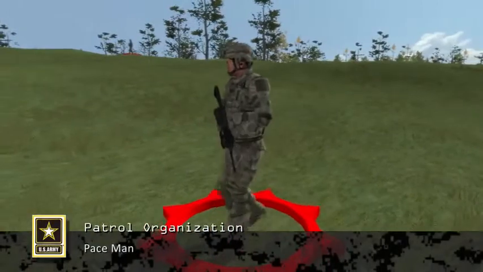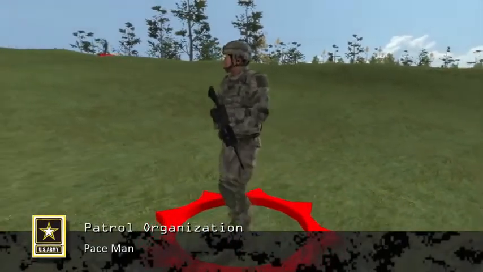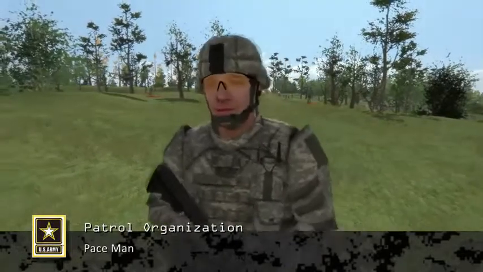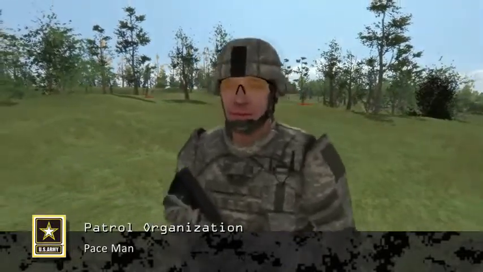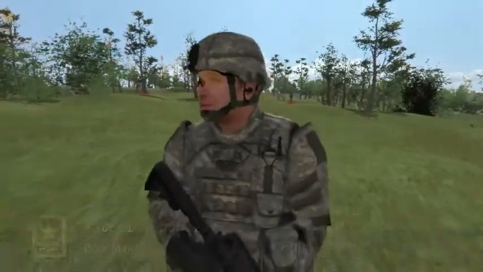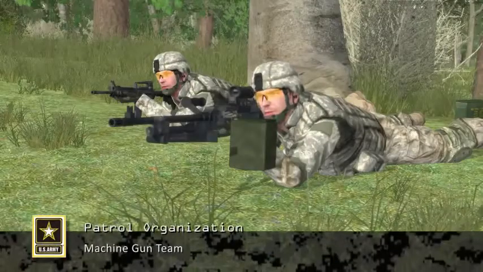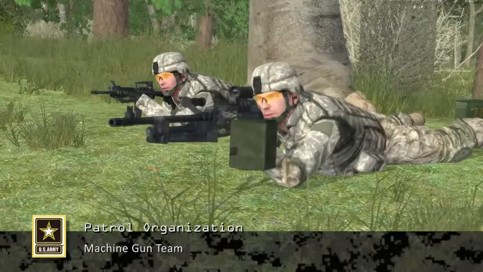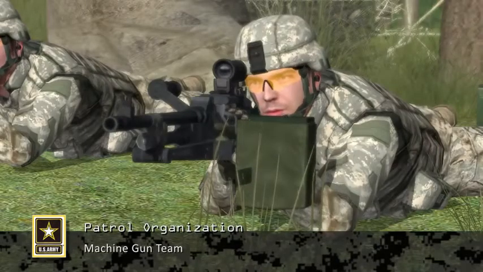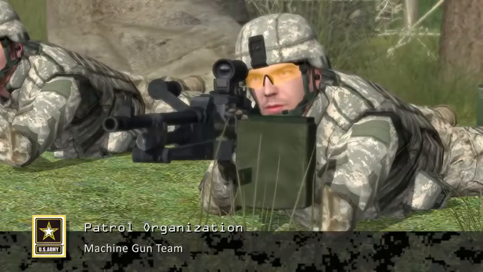Paceman. The paceman and alternate paceman maintain an accurate pace at all times. The platoon or squad leader should designate how often the paceman is to report the pace to him. The paceman should also report the pace at the end of each leg. Machine gun team. The machine gunner carries the M240 machine gun with assistance from the assistant gunner, who usually carries a tripod, spare barrel, and additional ammunition.